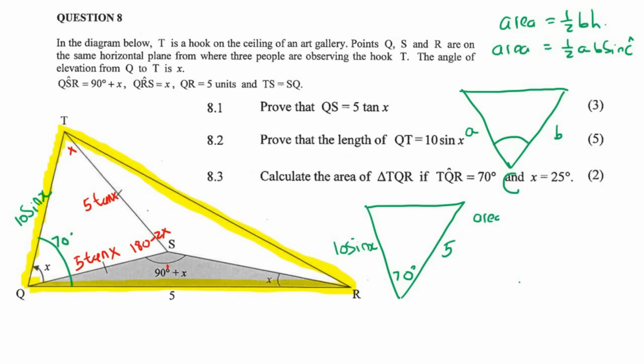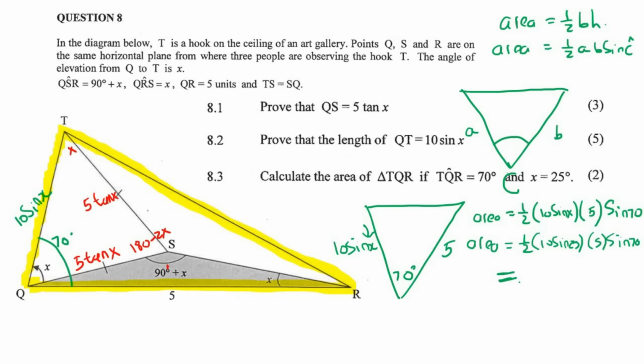So we can say that the area is going to be a half, and then you just take the two sides, so like 10 sin x, and the other one, which is 5, and then sin 70. Now remember that they've given us what the value of x is. It's 25. So we can just go fill that in now. 10 sin 25 times 5 times sin 70, and then if you work that out you end up with 9.93, and then you could just say units squared or something like that.